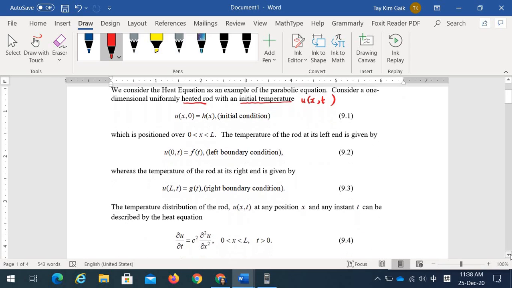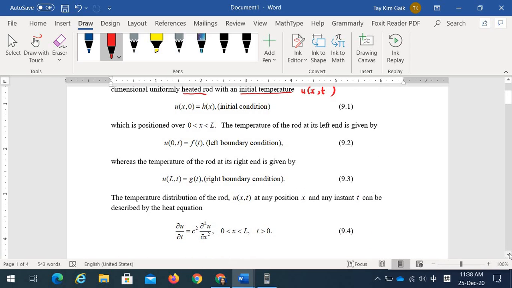And the temperature distribution of the rod, as we said, is described by the function u(x,t) at any position x and at any time t. It can be described by the heat equation: del u del t equals c squared, where c squared is a thermal coefficient, del 2u del x2, where x is from 0 to L and t is a positive value, t greater than or equal to 0.